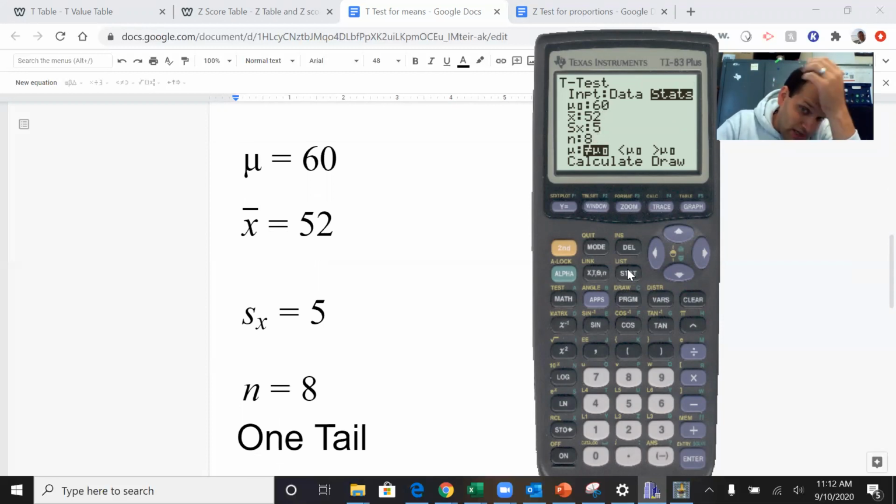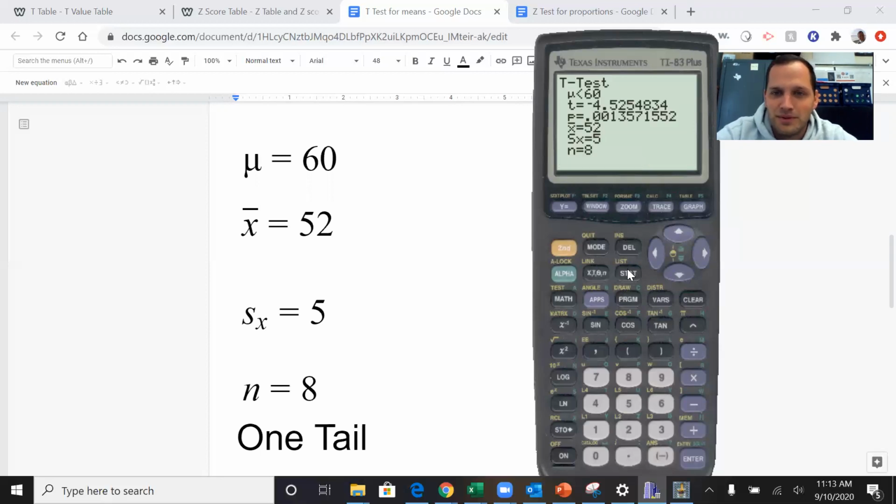Now I need to think. Is this a one-tail or a two-tail test? It's a one-tail. So it's going to be one of these two on the right, either the middle one or the right one. Now I need to think, all right, is my alternative hypothesis that it is less than or that it is greater than 60? Well, is 52 less than 60 or is 52 more than 60? 52 is less than, so we're going to go with the middle one. I'm going to go to calculate.